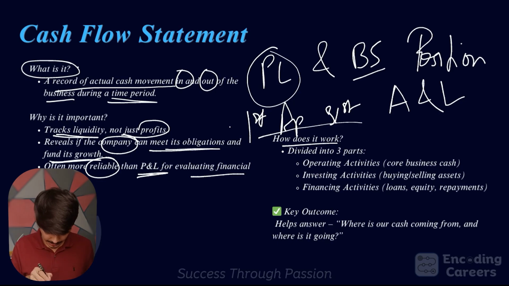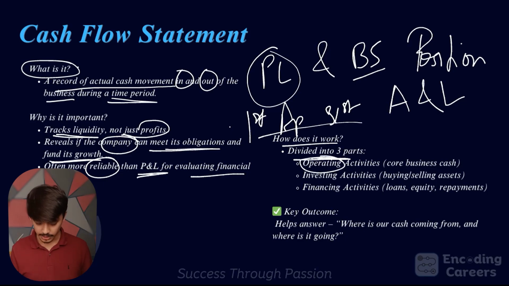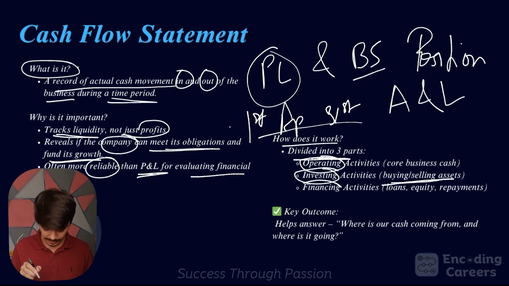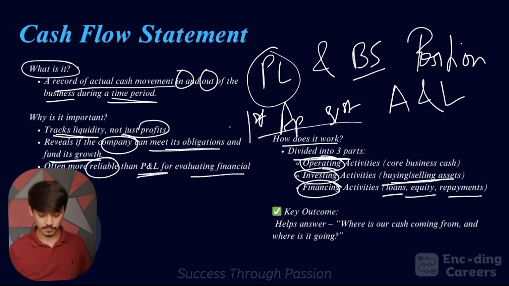The point here mentions that it is divided into three parts. Number 1 is operating activities, which is the core business cash generated from running the business. Next is investing activities, which means buying or selling of assets, right? And the final element of the cash flow statement is financing activities, which includes loans, equity, and repayment. In short, cash flow covers the entire business activity, starting from the operation of the business, going into its investing, and finally the financing sources that the business has used.